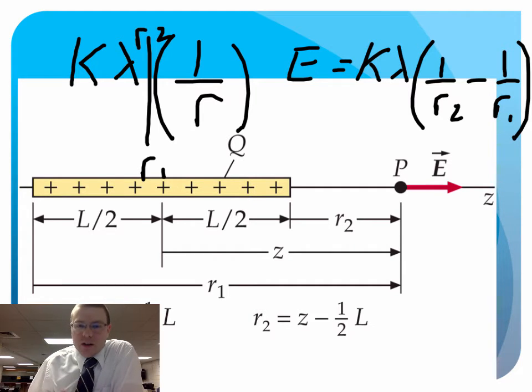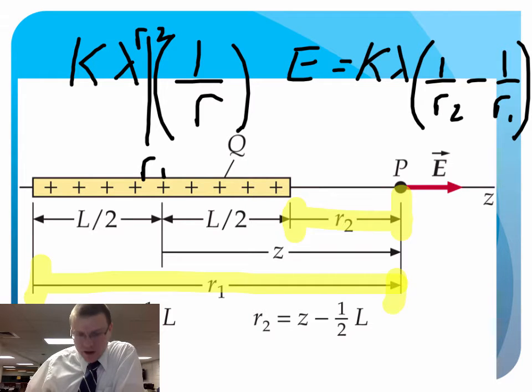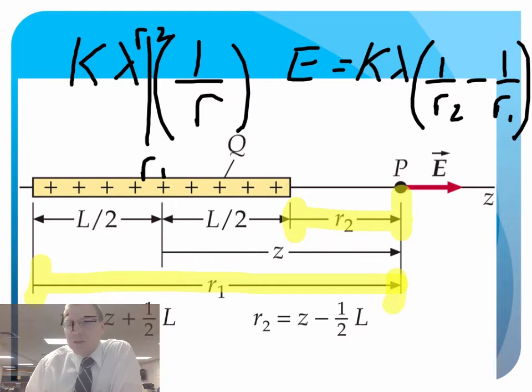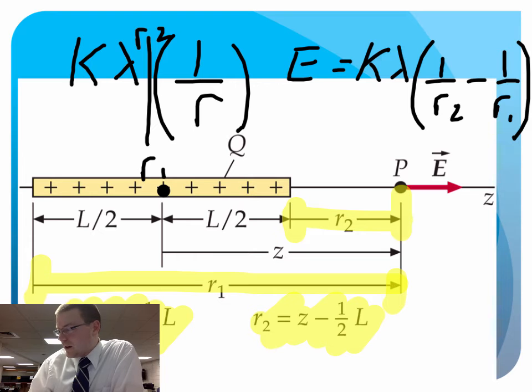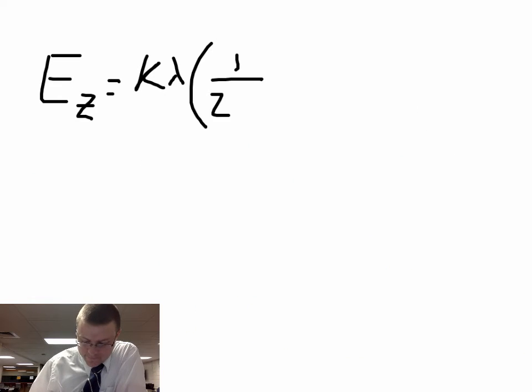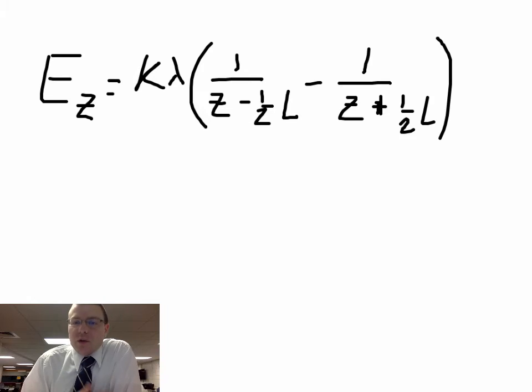So I just need to know the distance from my two locations, r2 being this distance right here from the point to the front of the rod, and r1 being this all the way back here. And you can see that if I want to know in terms of not r but the z position, I can look at putting r1 and r2 in there in terms of z plus half the length and z minus half the length, if I want to get the actual z position from the origin, which I said was right here in the middle of the rod. So putting that in, you can expand this. If we're trying to find the electric field along the z-axis, this is the formula you can use.